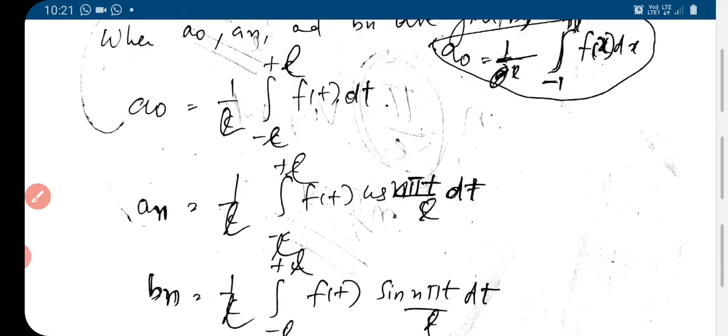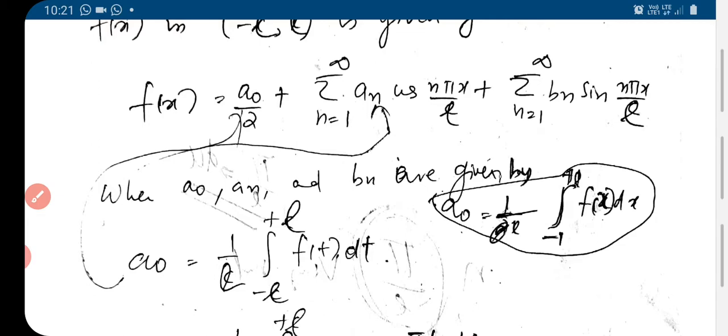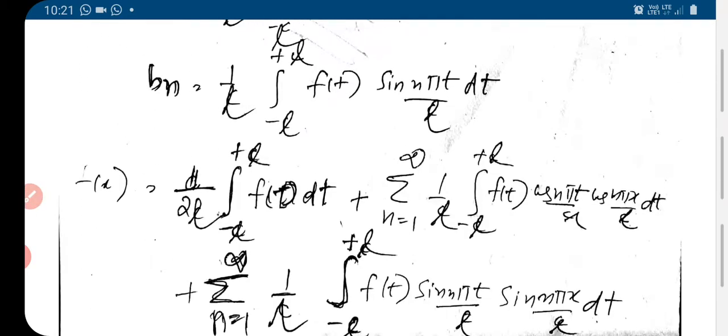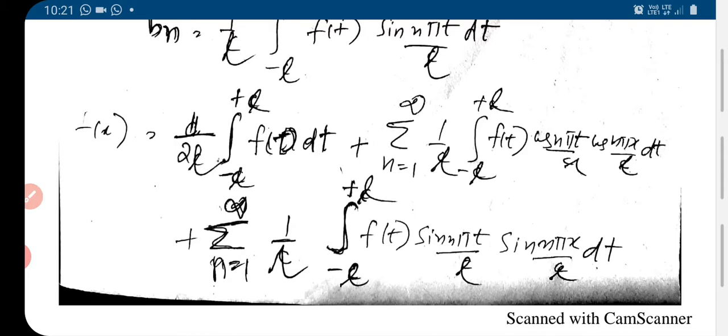So we have a0, an, bn with us, that we substitute here. We started with f of x, so we can write f of x as equal to 1 by 2L. We substitute for a0 here, here we substitute for an, and here we substitute for bn.